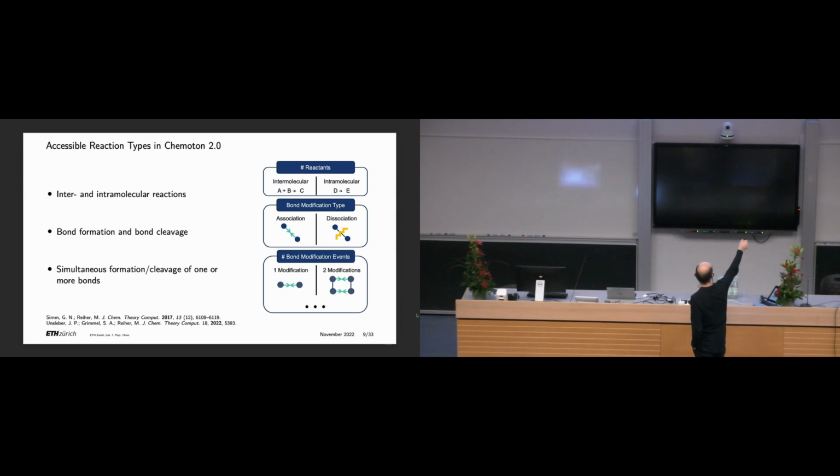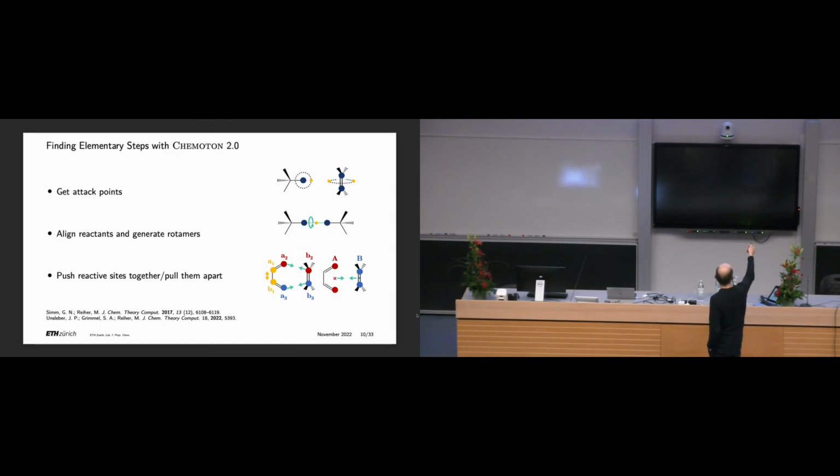So what do we do? We look at intermolecular and also intramolecular reactions. We can do association and dissociation reactions, and we can have bond modifications, events that go beyond one bond modification. Then what we do is we figure out what are the reactive moieties, for instance, indicated here in blue, this atom here, the bond there, and we orient them, so we make them react, and of course something else can happen to the rest of the molecules, and so we screen also for various orientations.